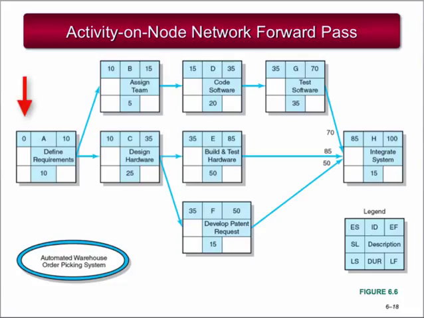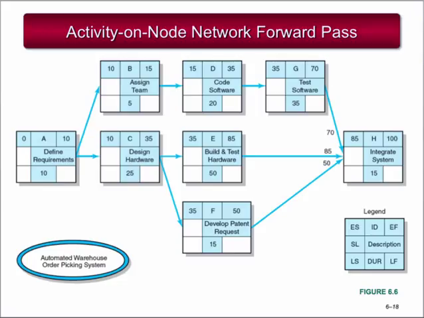The early start time for the first activity, A, is 0. You can see in the legend that the ES, or early start, is in the upper left-hand corner. The early finish for activity A is 10 days. To find the early finish, we use the early start time, 0 in the case of activity A, and add the duration, 10 days in this case. This gives us 10 for the early finish.